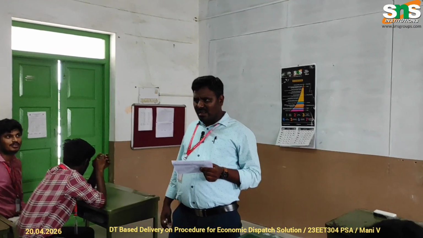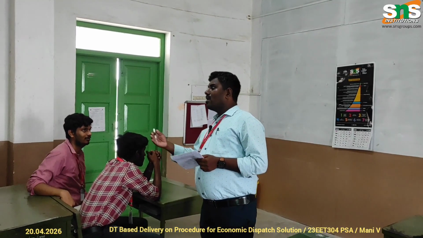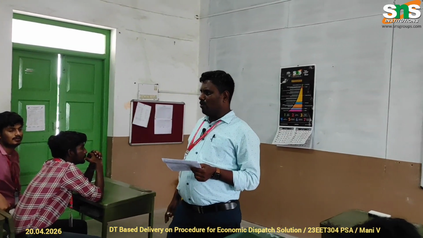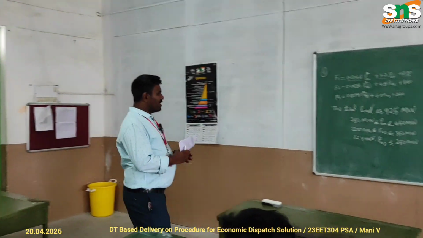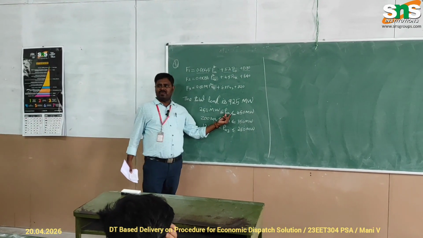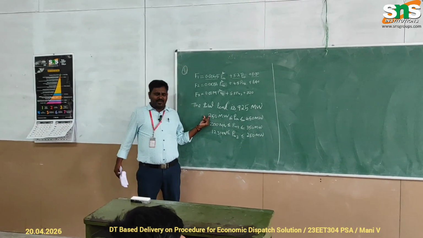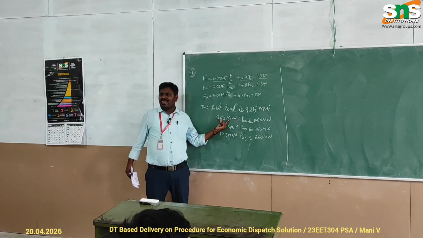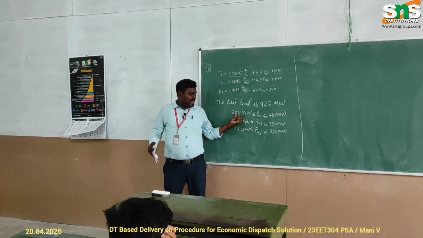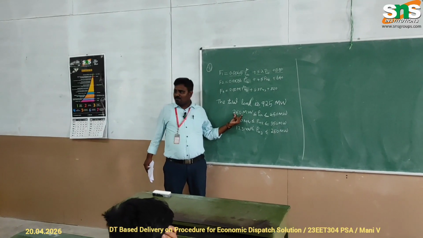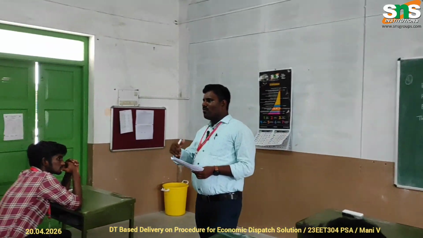So again, we are checking with the limit. Suppose the determined value of PG1 or PG2 or PG3 is below the given minimum value, we have to set the minimum value. For example, the determined value of unit 1, that is PG1, is 200 megawatt. But 200 megawatt is less than the minimum value, so here we have to fix the value of PG1 as 250. The minimum value can be set as PG1. Then we go for the next step.